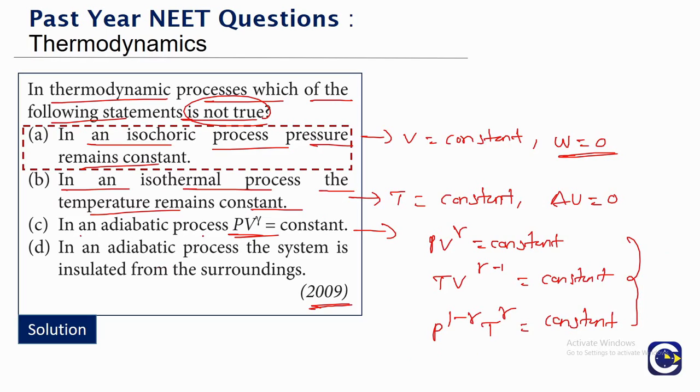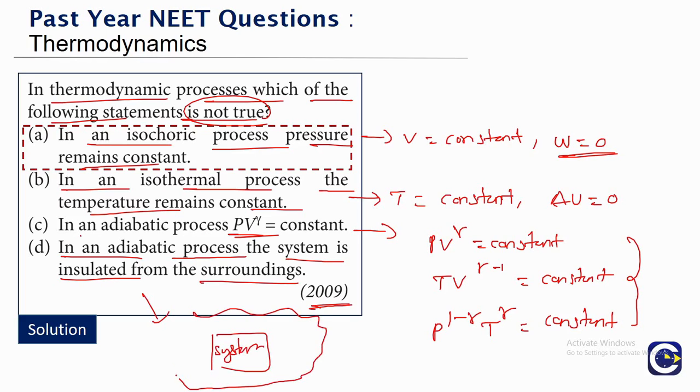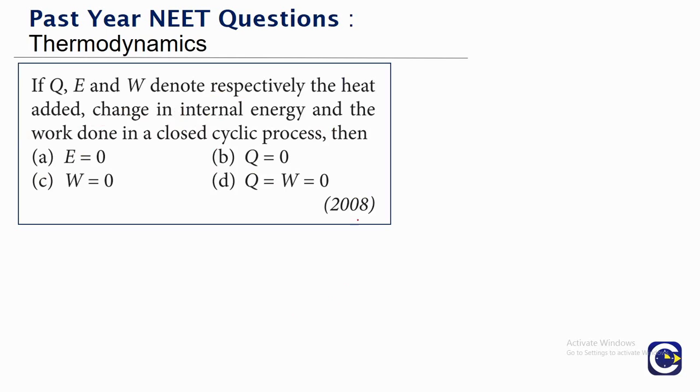We have anyway got our answer, but we are just trying to check if all the other options are correct or not. Option D is what? In an adiabatic process, the system is insulated from the surrounding. That is it, right? So we have a system. So what is the assumption? We will say we are covering the system with an adiabatic wall which will insulate it. That is the reason why delta Q will be what? Zero. So that is also correct. So what is the not true statement or incorrect statement? Option A, which we already got. Okay. We'll move on to the next question.